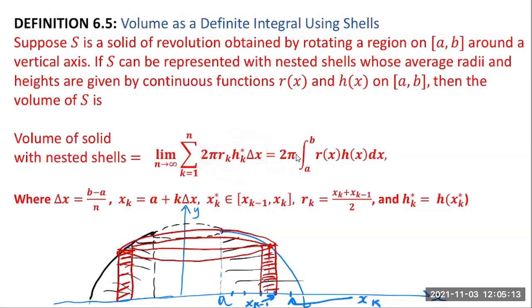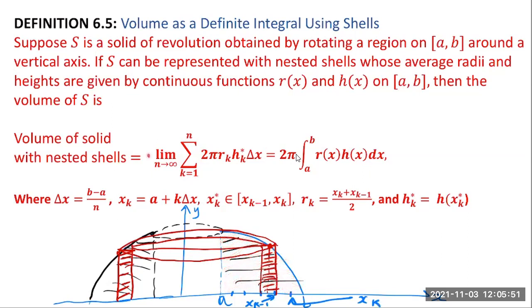But remember, I have n shells because I divided this original interval into n intervals. So I need to find the volumes of those n shells. I need to take the sum of this quantity as k goes from 1 to n. That will give the volume of those n shells, and that would be an approximation for the actual volume obtained by rotating this region about the y-axis.